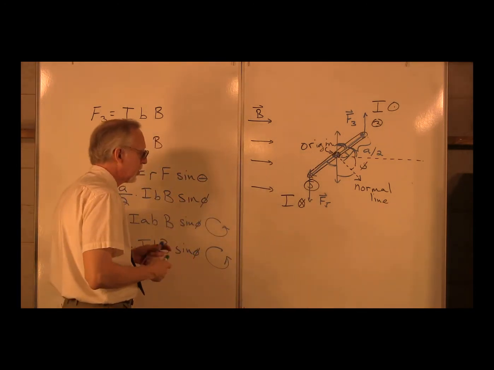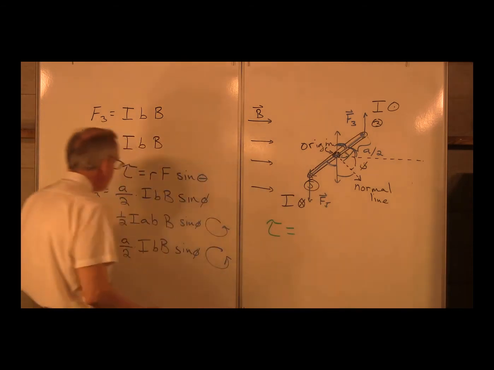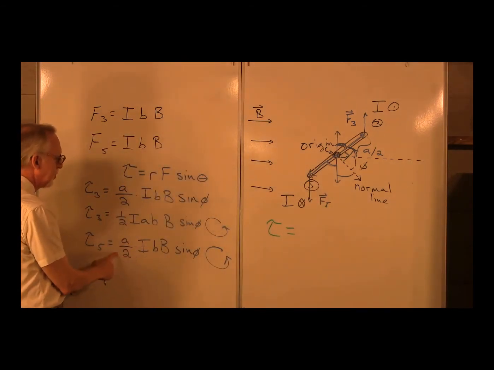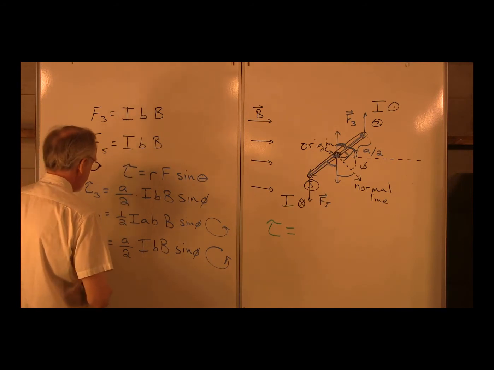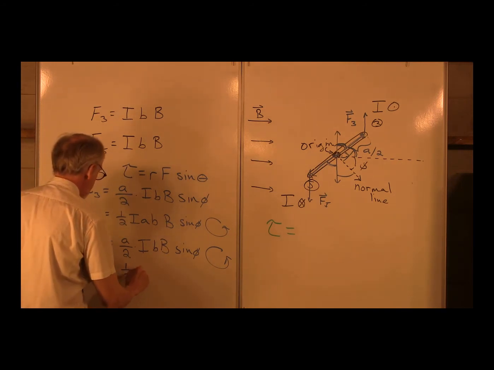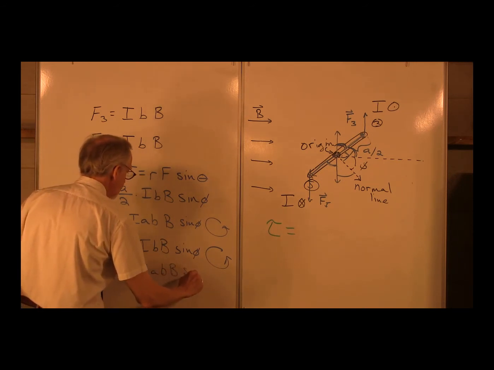The net torque, the total torque, is then this torque, and again, we could pull this out to write this as 1/2 I a b B sine phi.